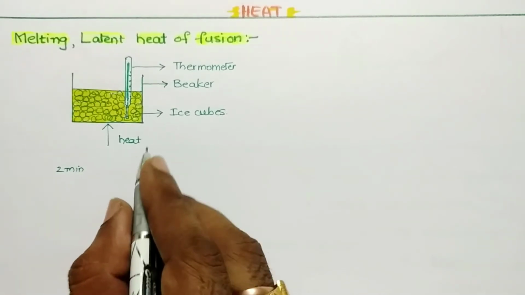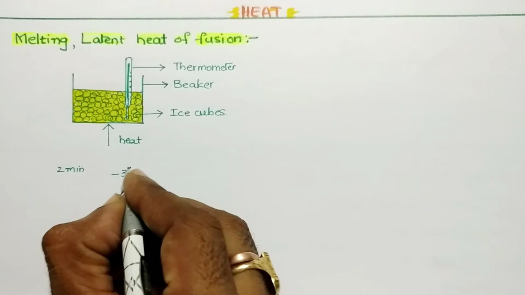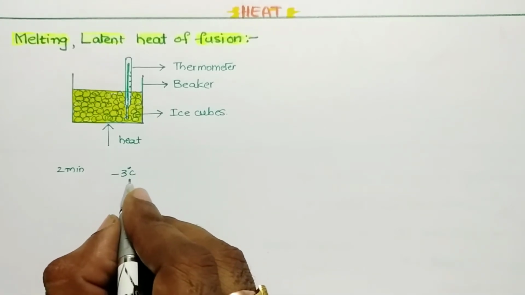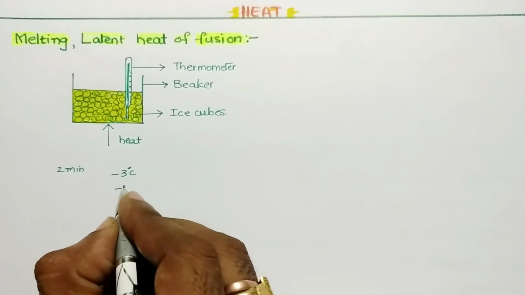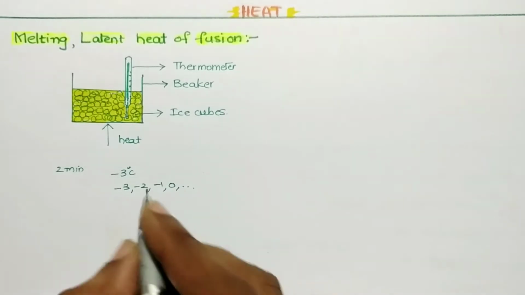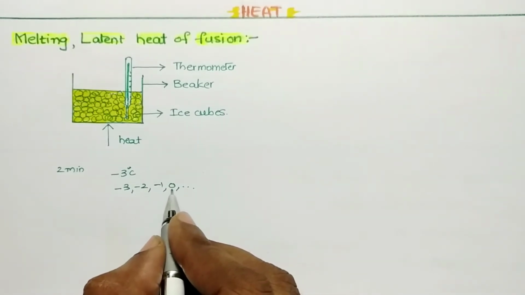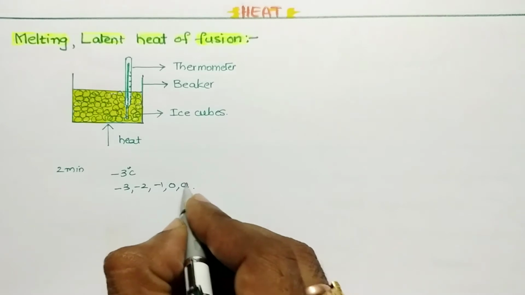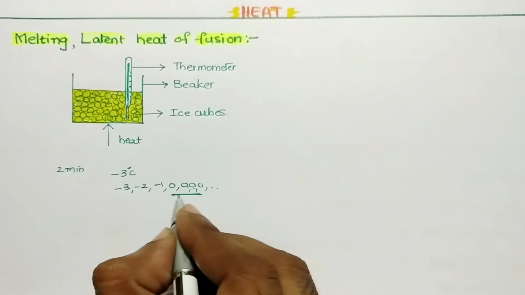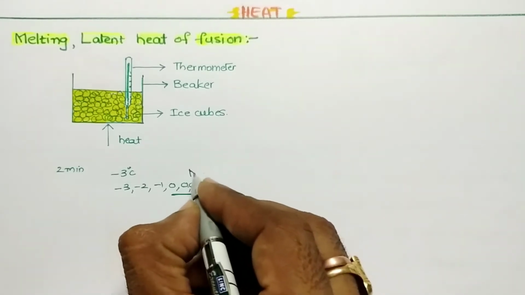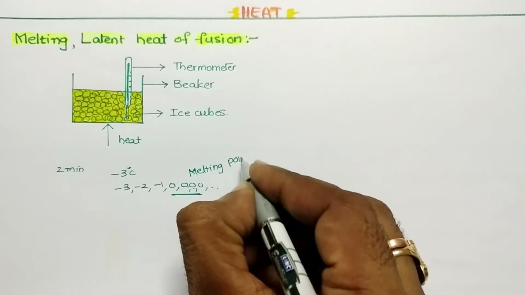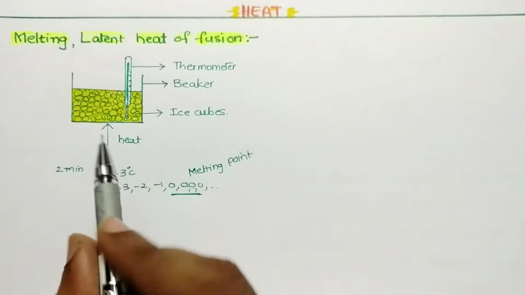Let's say the temperature of ice cubes is minus 3 degrees centigrade. Then for every 2 minutes the temperature of ice cubes increases, just like minus 3, minus 2, minus 1, 0. When the temperature reaches 0 degrees centigrade, it remains 0 degrees centigrade for some time. This temperature is called melting point. And this process is called melting.